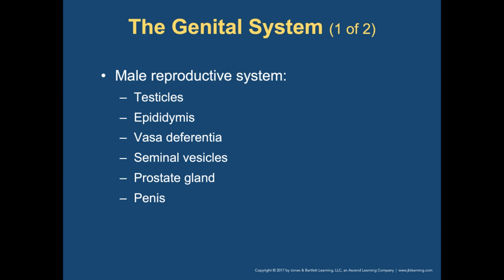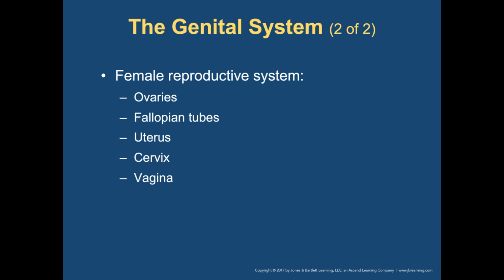All right, so we'll go over the genital system. The abdominal space also holds reproductive organs. The male reproductive system includes the testicles, the epididymis, the vas deferens, seminal vesicles, prostate gland, and the penis. And the female system is the ovaries, the fallopian tubes, the uterus, cervix, and vagina.